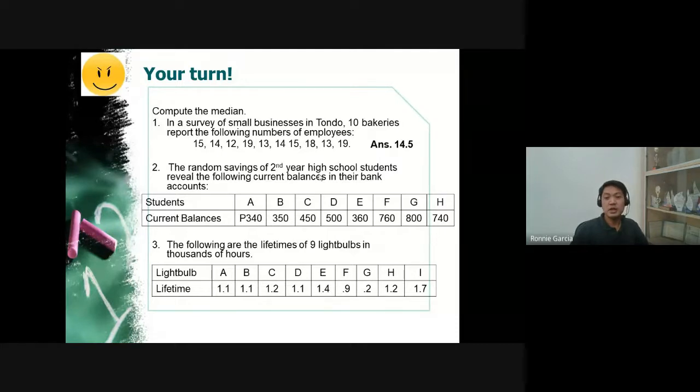Now you have to compute. Savings of the second year high school students: we have 340 pesos, 350, 450, 500, 360, 760, 800, and 740. What is the median? Jocelyn said it's 475, while Marvin said 450 pesos and 50 centavos. I think Jocelyn got the correct answer. Congratulations, Jocelyn.